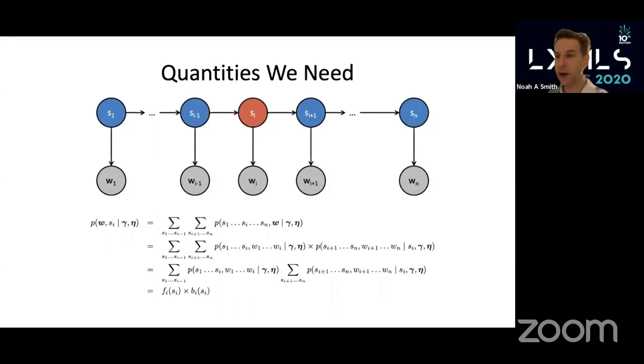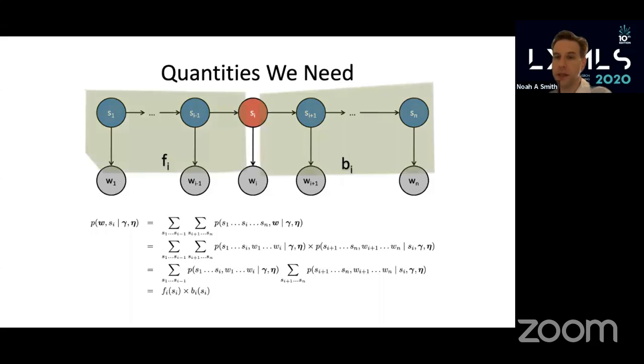So if I had done all of the forward and backward algorithms' pre-calculations, I could simply look up these two values, the forward probability up to position I for this particular state, and the backward probability for this particular state, and multiply them together, and I would get the joint probability of the words together with that particular state.